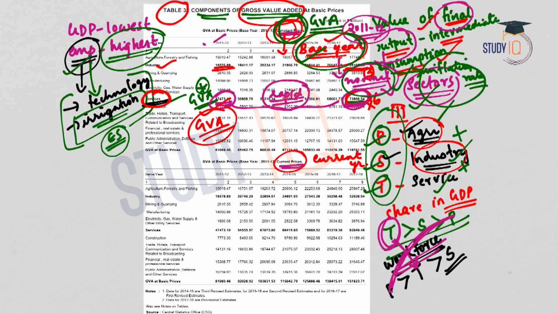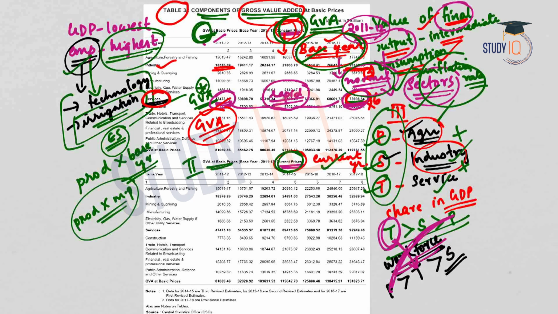So the first table gives you GVA at constant prices, that is gross value added at constant prices. So here what will happen? The production is multiplied with base year price. Now coming to the second part of the table, here GVA is calculated at current prices, that means market price. So here production will be multiplied with current prices or the market prices.